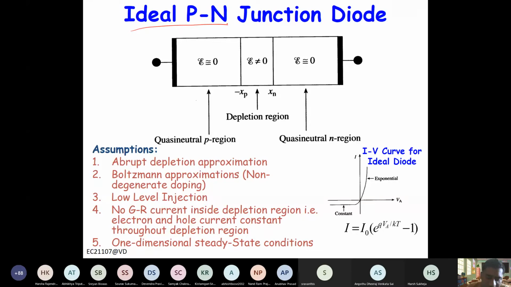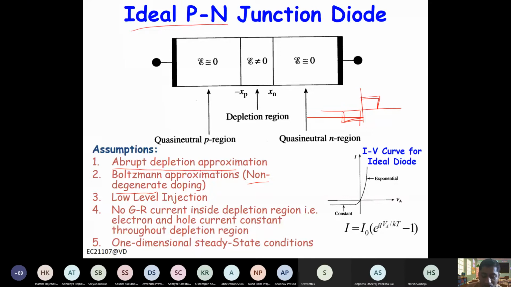In an ideal PN junction, of course, we are making some assumptions, which later on we will see whether they are valid or not, and what will happen if they are not. First, let us start with an ideal PN junction diode. First of all, we assume it's an abrupt depletion region, so there is no slope here. And second, of course, these semiconductors are non-degenerate, so we can always write n equals ni exponential of (EF minus Ei) by kT.